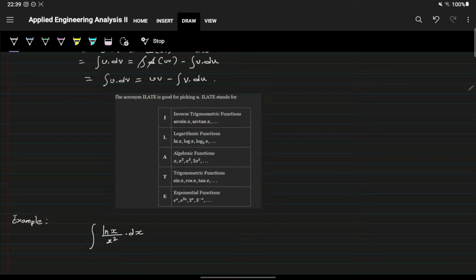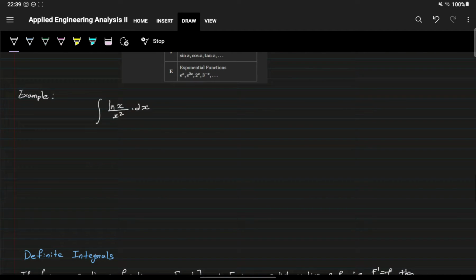Whenever we see a function which is a product of multiple functions, like a composite function, we need to consider this empirical order. First we consider inverse trigonometric functions, then logarithmic, algebraic, and trigonometric, and in the last place, priority is given to the exponential functions. Let us apply this to an example and see how it works.